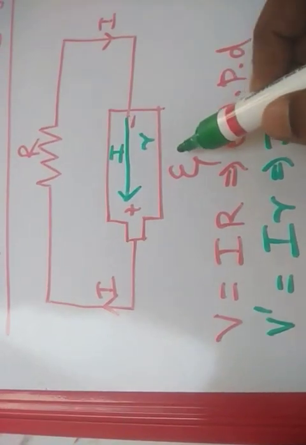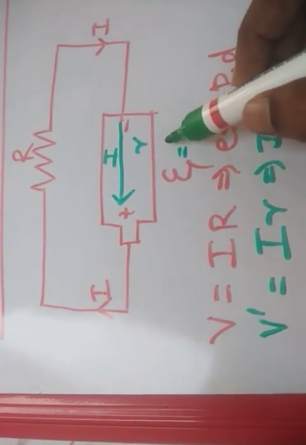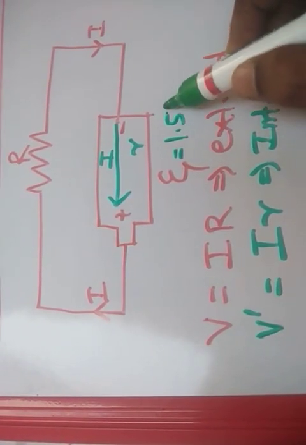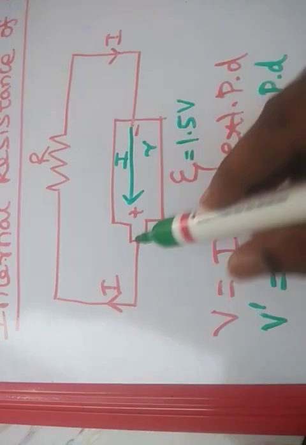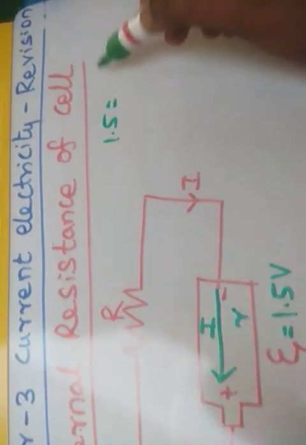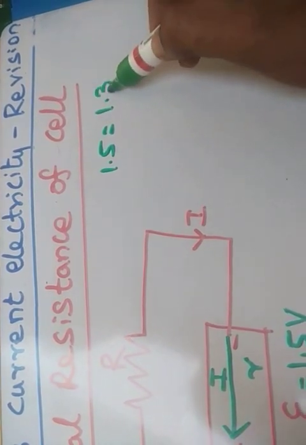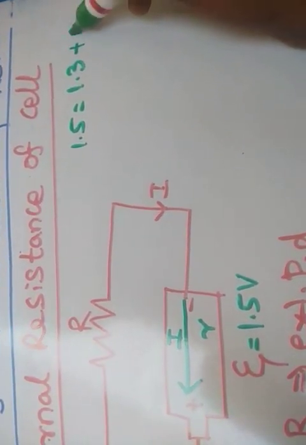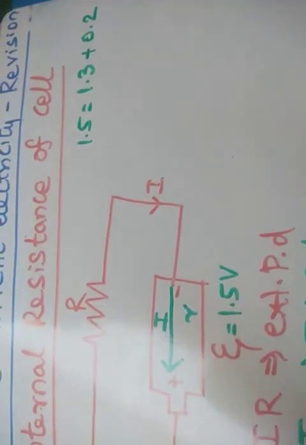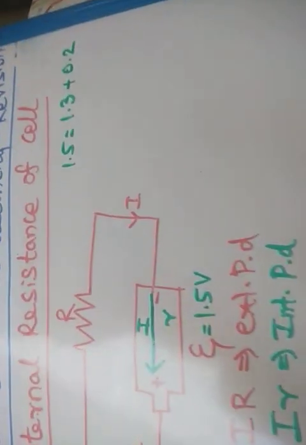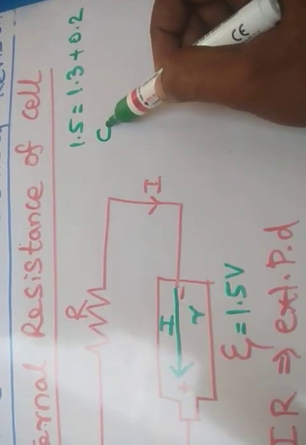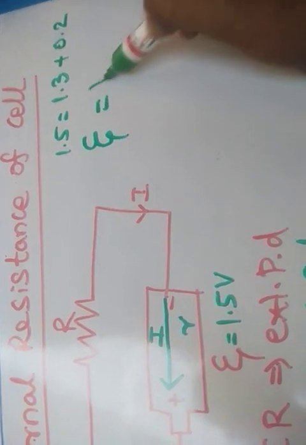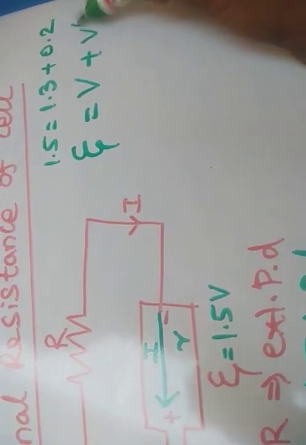Hence, in the shop we buy one cell of 1.5 volt, but the external ends will give only 1.3 volt. When we connect a multimeter or voltmeter, it will show only 1.3 volt or 1.4 volt or 1.2 volt. The remaining 0.2 or 0.3 volt is due to the internal resistance of the cell, that is the internal voltage. So I can write that this is the EMF of the cell, this is the external voltage, this is the internal voltage.